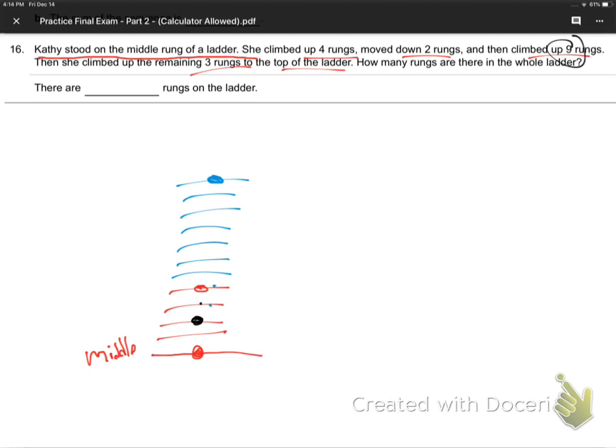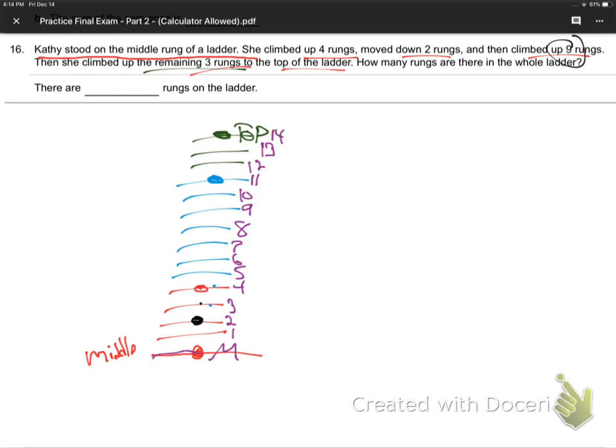And then what'd she do from there? 3 more. Up 1, 2, 3 to right there, which is the what? The top. So how many total rungs are above her? Let's count them. Because this is the middle right here. This one's the middle. There's 1, 2, 3, 4, 5, 6, 8, 9, 10, 11, 12, 13, 14 rungs above.